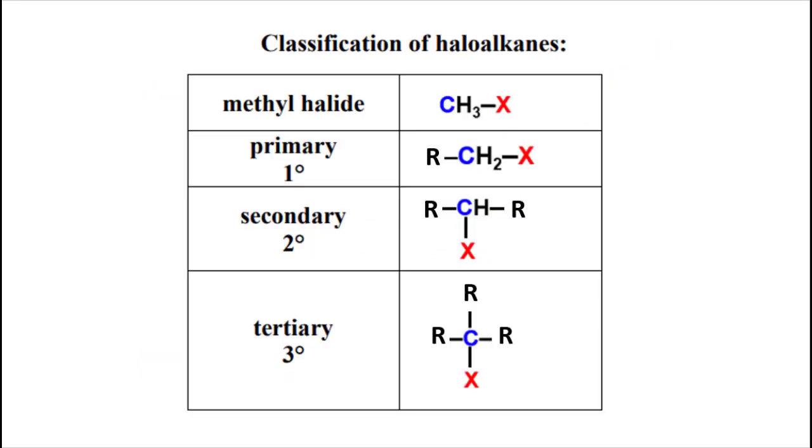Haloalkanes are classified as primary, secondary, and tertiary depending on the number of alkyl or aryl groups attached to the carbon atom linked to the halogen atom. If there is no alkyl or aryl group attached to the carbon linked to the halogen, it is called a methyl halide. If there is only one alkyl group attached to the carbon linked to the halogen, it is classified as a primary alkyl halide. When there are two alkyl groups attached to the carbon linked to the halogen, it is classified as a secondary alkyl halide. And if there are three alkyl or aryl groups attached to the carbon atom linked to the halogen, it is classified as a tertiary alkyl halide.